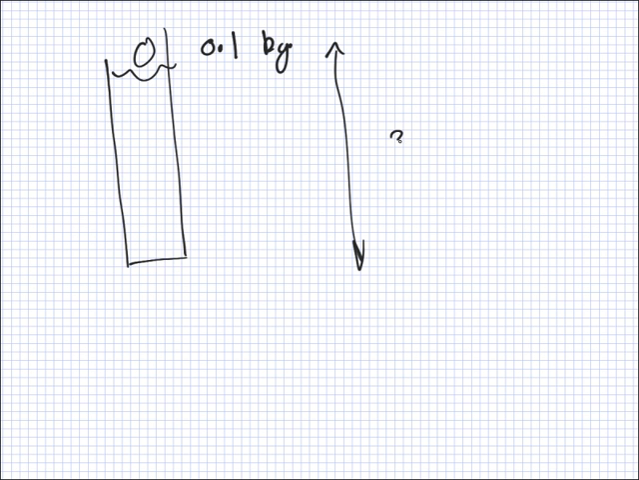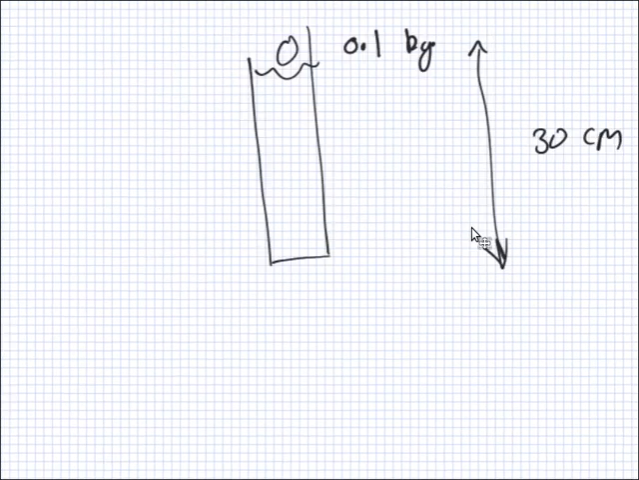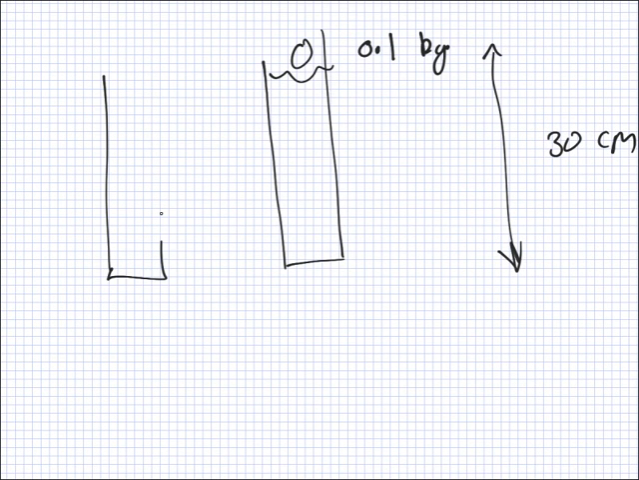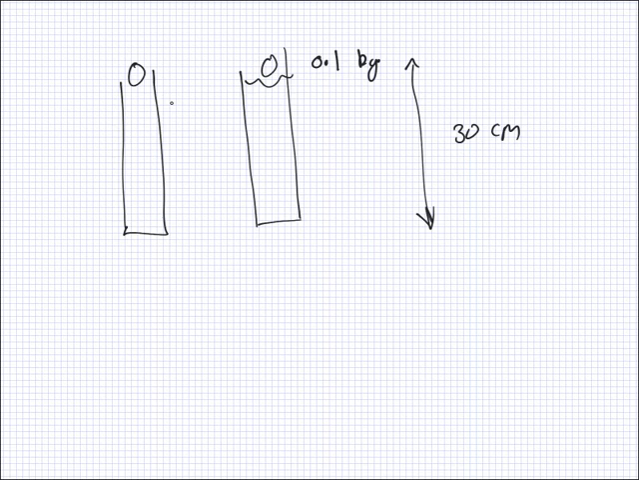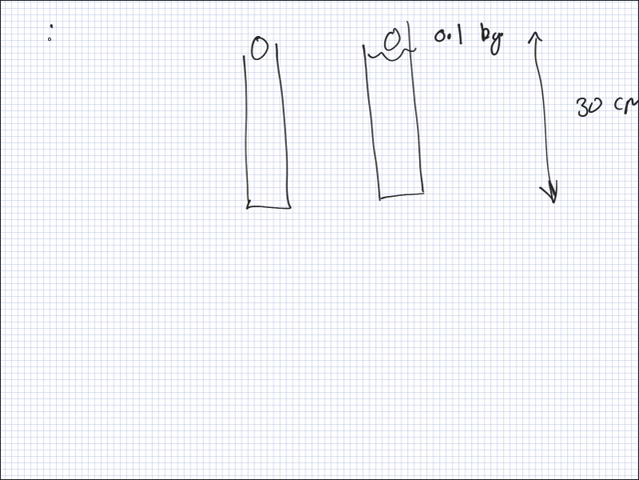So we have our oil, and the ball is 0.1 kilograms. And this is 30 centimeters. The ball takes twice as long to fall compared to no oil. So if there was no oil, let's calculate the time for no oil. U is 0, V we don't know, A is 9.81.